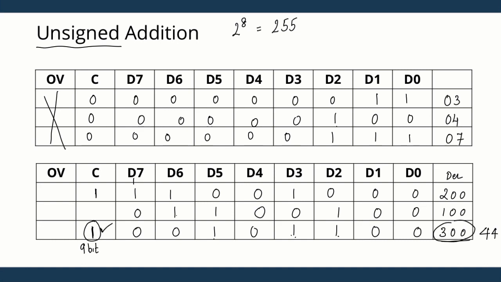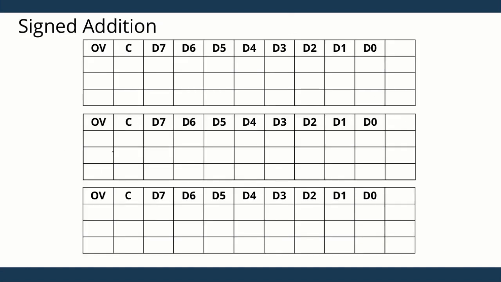So this is part of the answer. The carry bit is the 9th bit. This is the 0, and this you can see is the 9th bit or D8. So you need to handle this carry bit to ensure that the number that you get finally is the actual number. Now let us look at some of the signed addition.